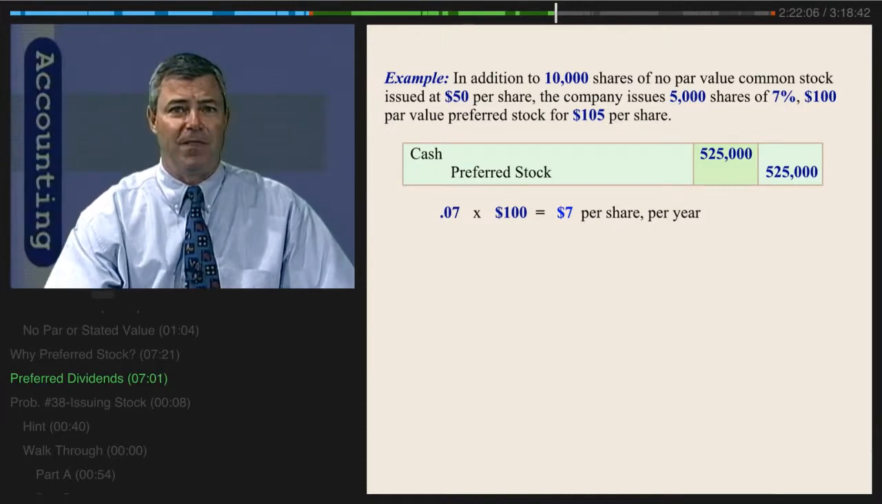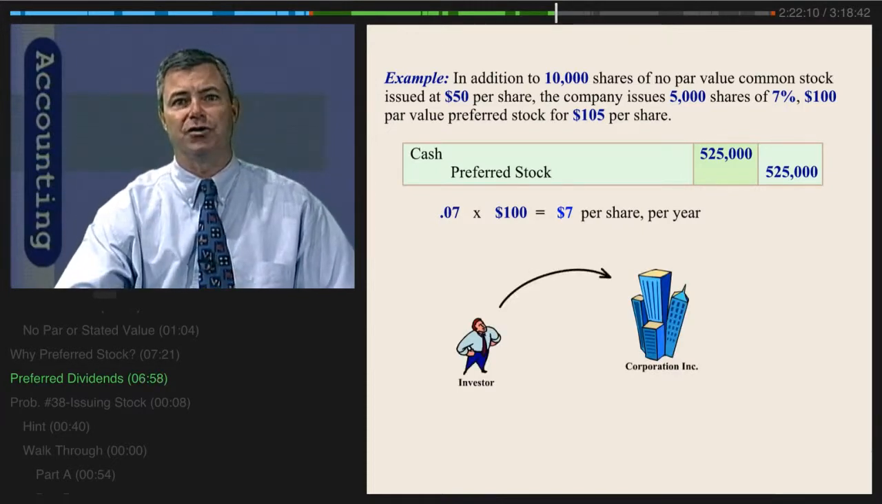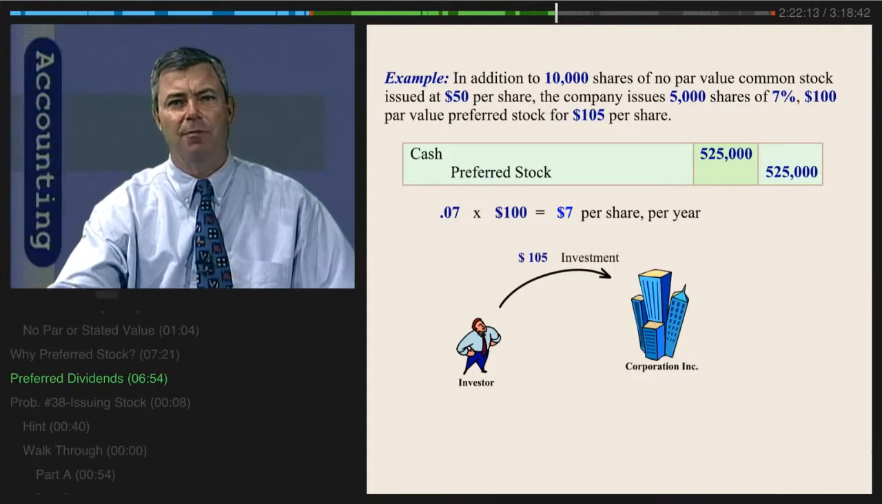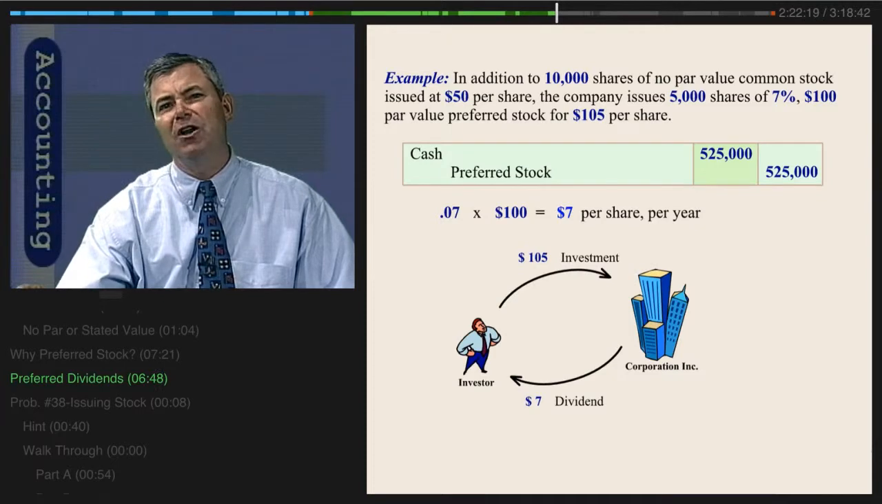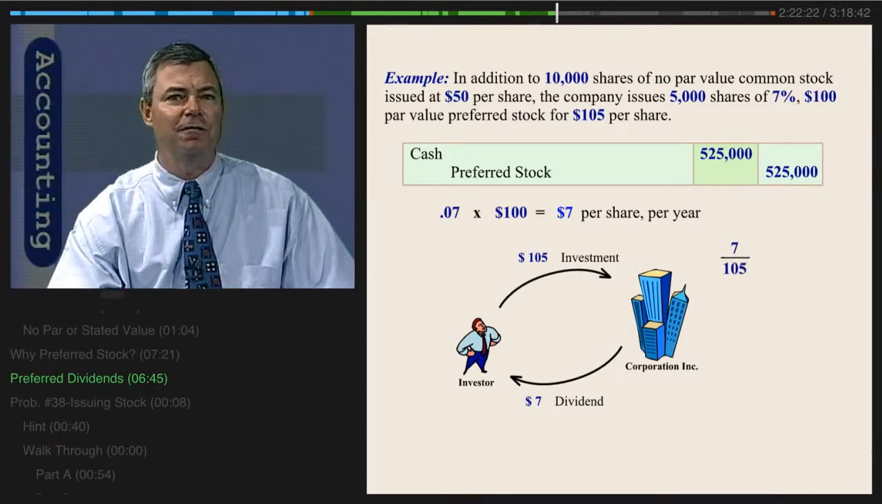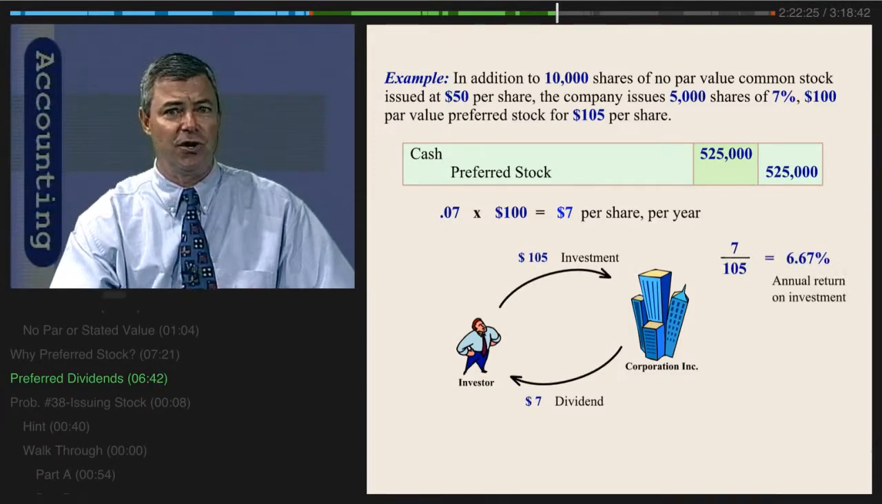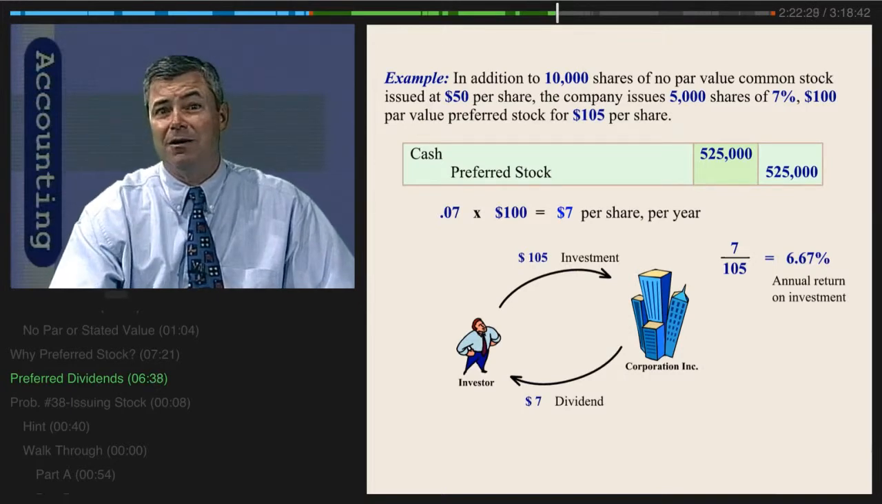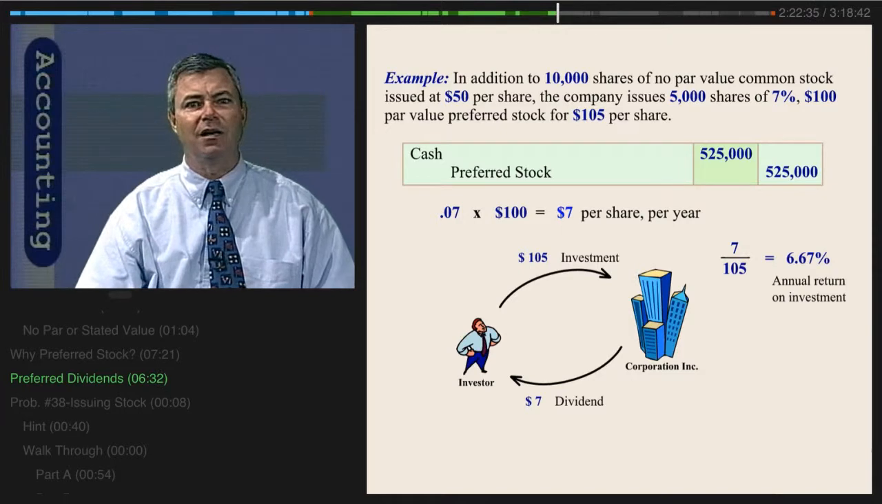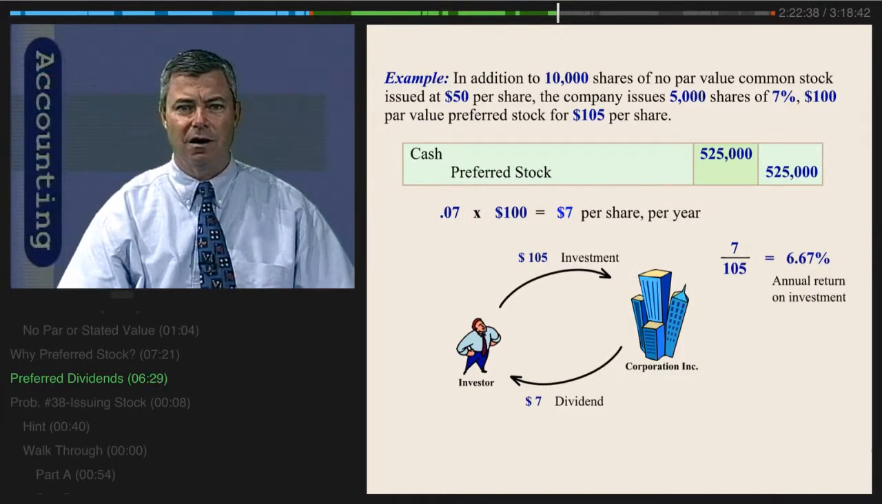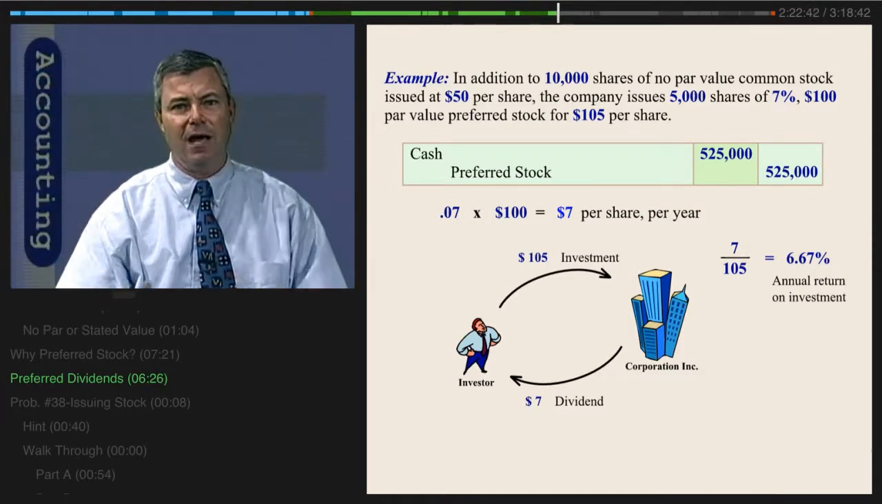Well, think about that. If you're an investor and you put in $100, or in this case $105, you pay a little bit more than the par value, and you receive $7. $7 of dividends on an investment of $105 is a little under 7% return on your investment, which might be better than a return on investment that you might get on bonds. See, this actually looks a little bit like interest, doesn't it, on debt? I mean, it kind of looks a little bit like that.